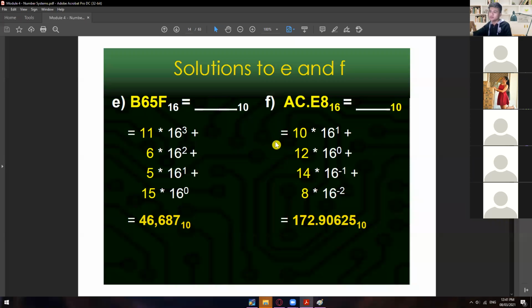Sir, can't we round it? Well, since we don't have an instruction here that asks to round this one up, then no need. But if it's asking you to round this one up, and you will only get 2 decimal places, then the result here will become 172.91. Right? So that depends on the instruction. Any questions so far up to this point?